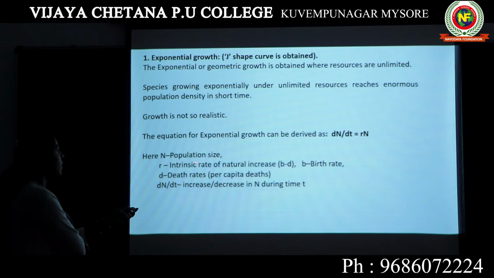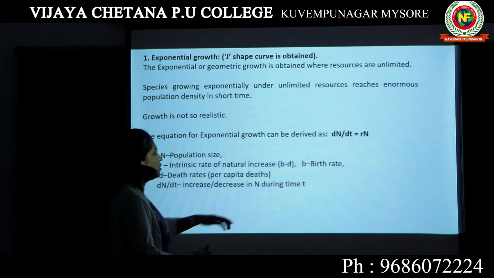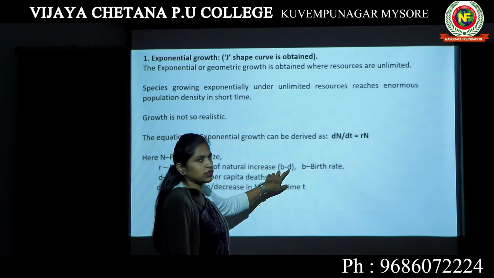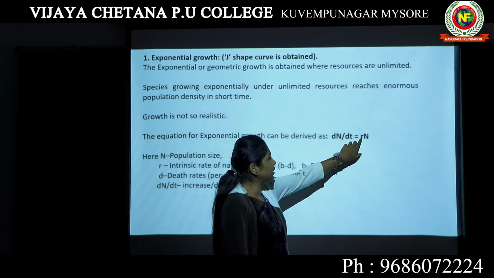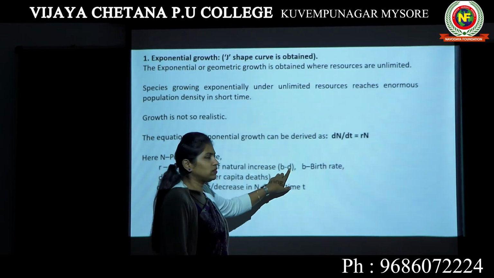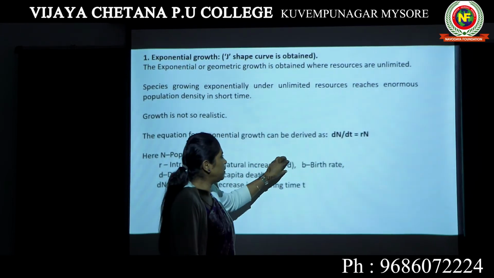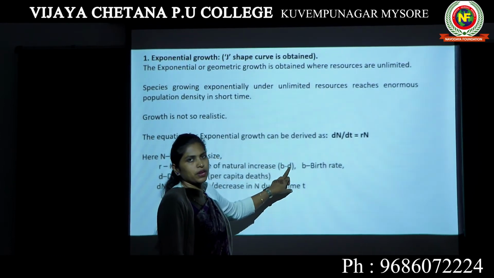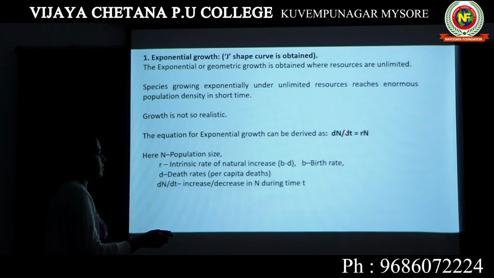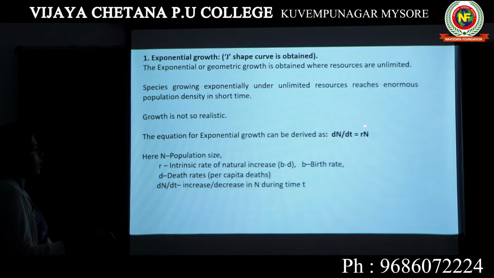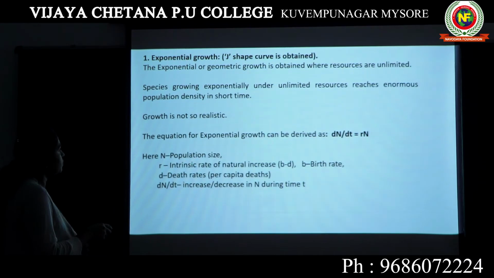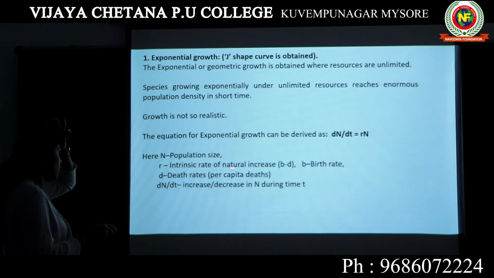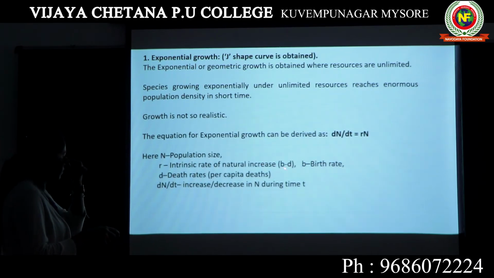So what is r? Intrinsic rate of natural increase. This r represents B minus D, that means birth rate minus death rate. So r is an indicator of B minus D, and in place of r you can also write B minus D, birth rate minus death rate. Again N is population size. So dN by dt is equal to rN. N is population size, t is time, r is intrinsic rate of natural increase, that is B minus D.